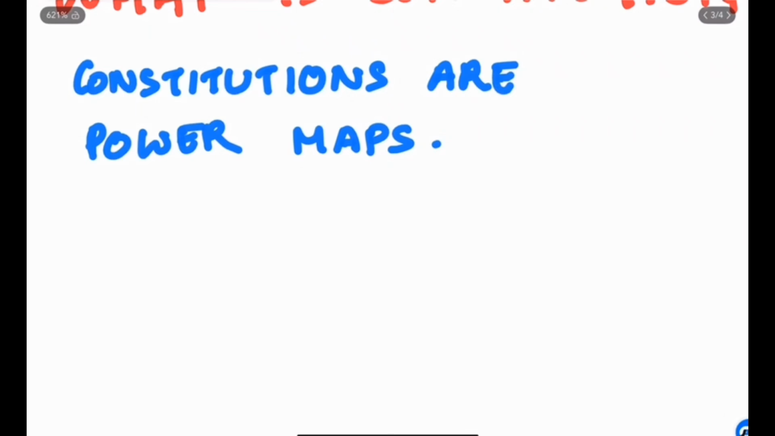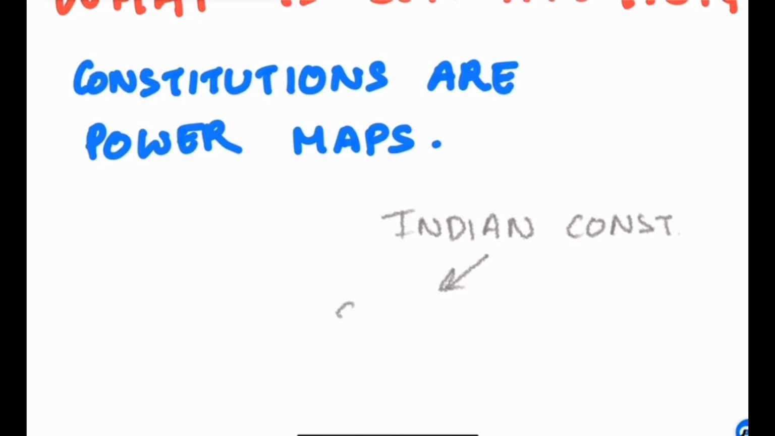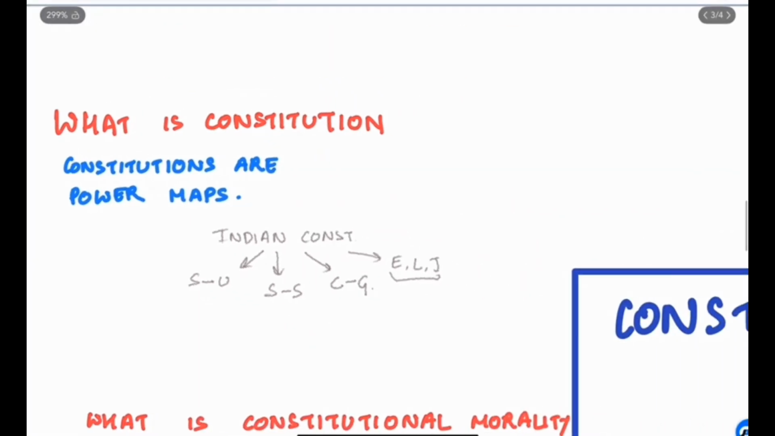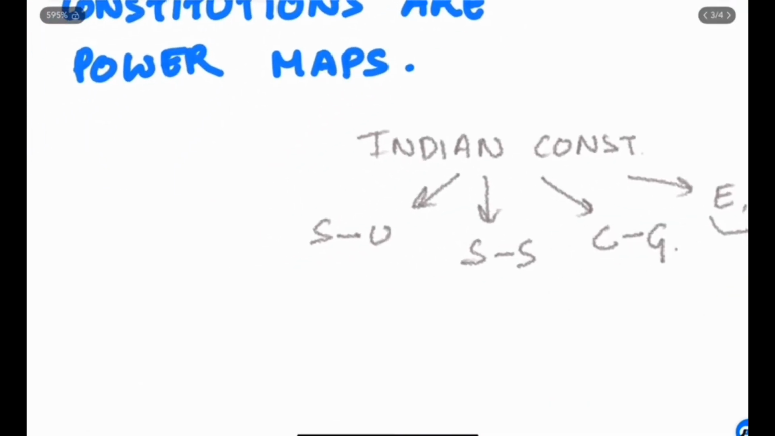For example, in Indian setup, we can see how the Indian Constitution defines the state versus union distribution of power, the state versus state, the citizen versus the government, and executive, legislature, judiciary, everything, distribution of power amongst them. So that's what the work of constitution is. So basically, what is it doing? It is putting limitations on the government.